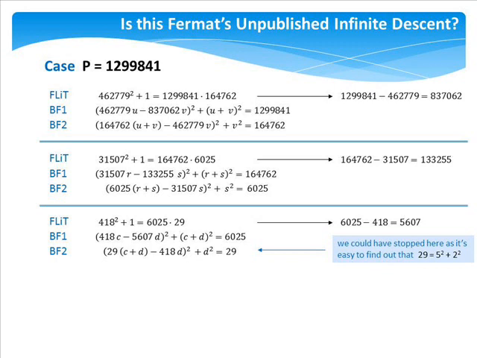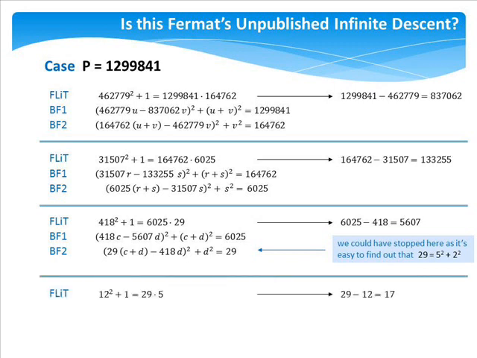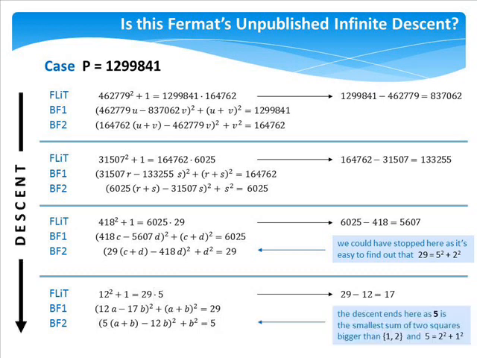We could stop here as it's easy to find out that 25 equals 5 squared plus 2 squared. But for the sake of completeness, let's do the procedure for a fourth and last time. Applying Fermat's little theorem, we find out that 12 squared plus 1 equals 25 times 5. And so we repeat the procedure to find the beautiful formulas for 25 and 5. The descent ends here, as 5 is the smallest non-trivial sum of two squares. 5 equals 2 squared plus 1.